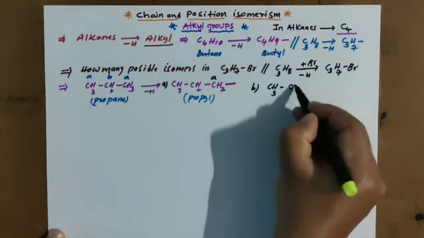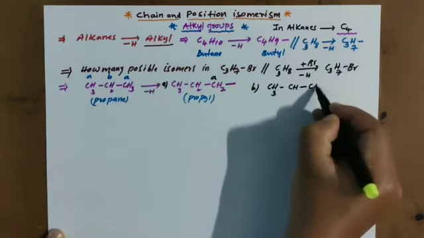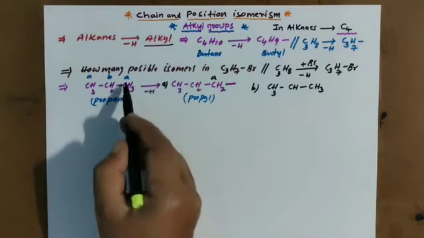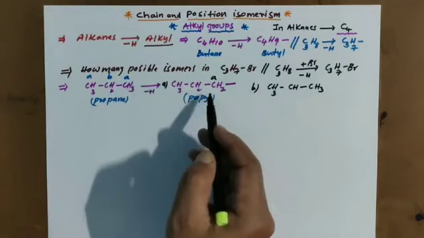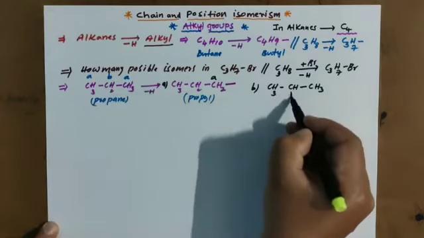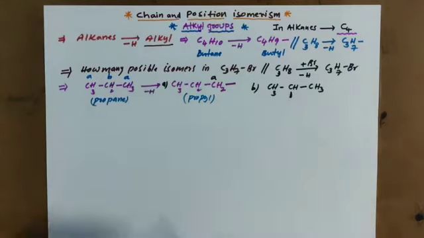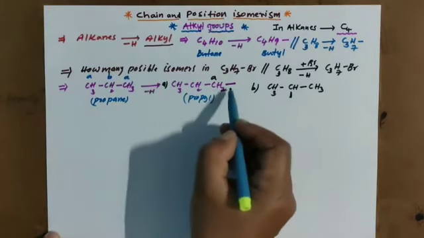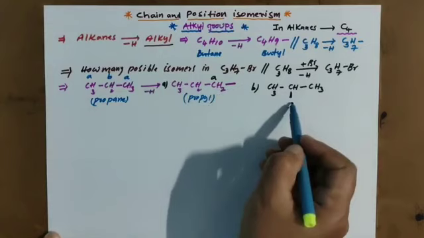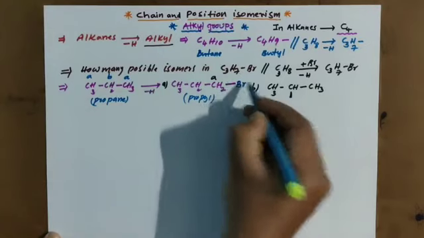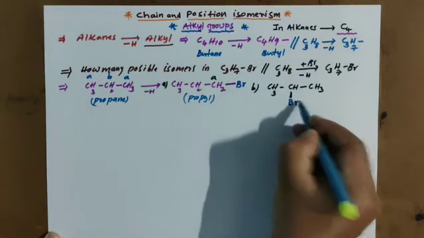CH3–CH–CH3. From carbon A, I removed this group and got this. From carbon B, I removed one hydrogen and got this. This is one vacancy. Now you can add a halogen atom here and here. For example, here they have given bromine. So you add bromine here and bromine here.